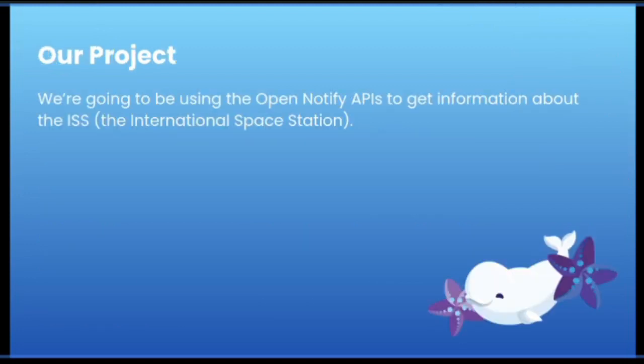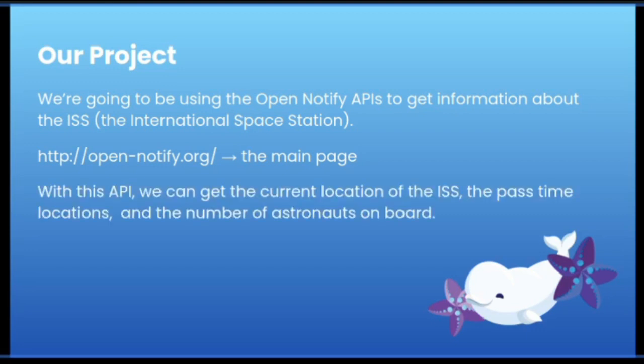Alright, so our project is going to be using the Open Notify API to get information about the ISS. If you don't know what the ISS is, it's basically a large hunk of space metal that is currently orbiting the Earth somewhere. We will find out where it is in a little bit. So if you want to go to this website, you can just open that in another Chrome or browser tab. That's the main page of the website, which we're going to do something with shortly. With this API, we can basically get a lot of information, such as the current flyover location of the ISS, the next times that it will pass by our location, and the number of astronauts currently on board.